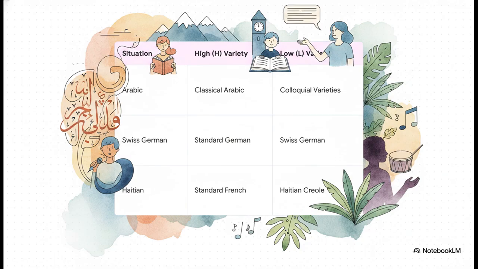And look, this isn't just some abstract theory. It happens all over the world. These examples are actually the ones Charles Ferguson originally studied. So in many Arab countries, the formal written language is classical Arabic. That's the high variety. But at home, people speak very different local dialects, like Egyptian Arabic. That's the low variety. It's a similar deal in Switzerland. Standard German is for school and books, but out on the street and at home, everybody's speaking Swiss German.